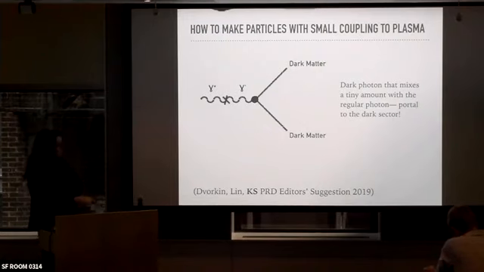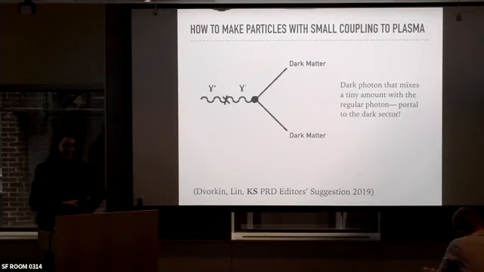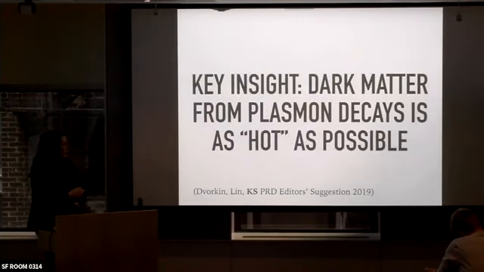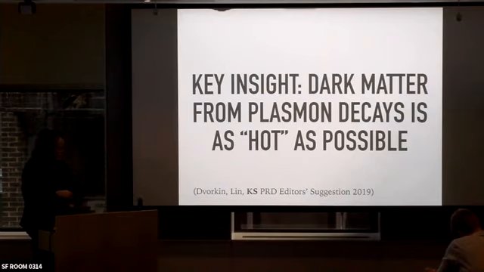So this is something that we would like to test, right? This is a really kind of crazy sounding idea, right? Making dark matter out of light. I think that sounded pretty wild when I first thought of it. And so the way we're going to constrain it is by having an insight where it turns out that the dark matter that you make from this process of plasmon decays is as hot as possible.